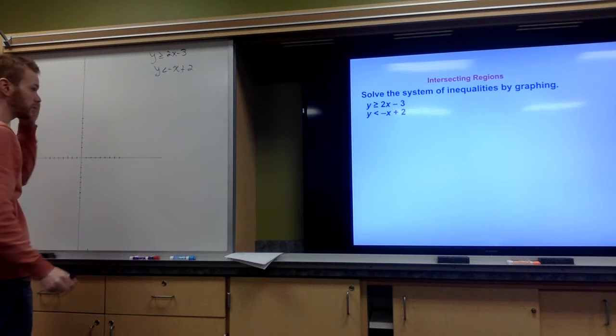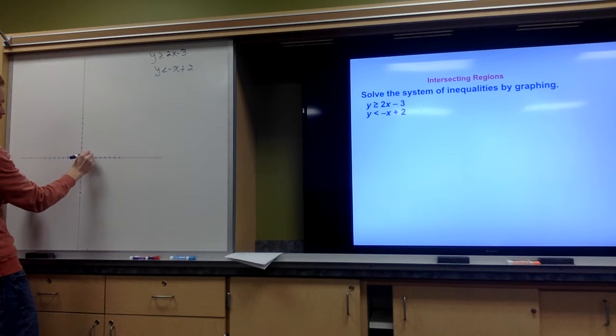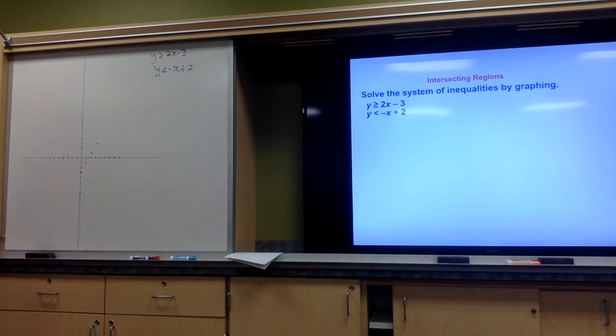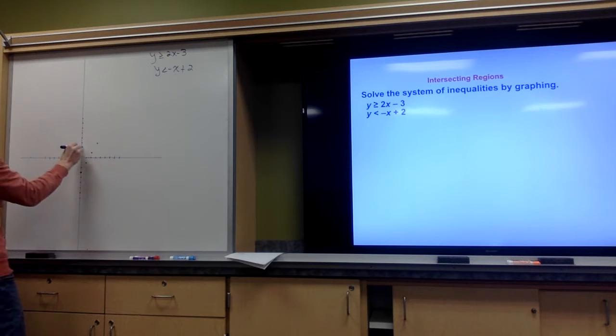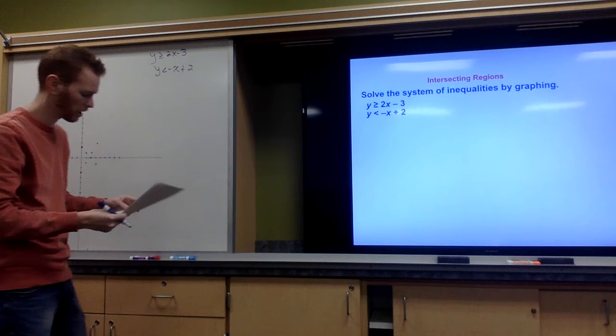So this one starts at negative 3. I'm looking at this guy, and we're going to go up 2 over 1, up 2 over 1, up 2 over 1. I'm going to stop there for right now. There's my first line. And just like the previous lesson, I'm not going to draw it yet because I'm going to see what point they both share. Now the other one starts at 2, and we're going to go down 1 over 1, down 1 over 1, down 1 over 1. It looks like we have an intersection point somewhere in this general region. Now this is a hand-drawn graph, so it's not going to be as accurate.